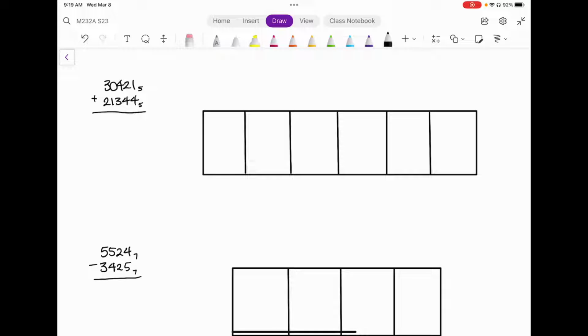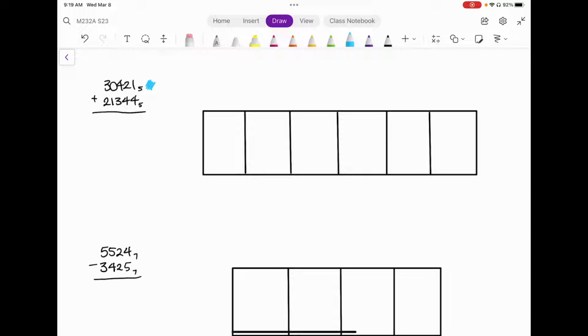Welcome. I want to talk about how to add using dots and boxes and also subtract with different bases other than base 10. I've set up the first problem where I'm going to add the dots for the two different numbers in different colors just so you can differentiate between the two.